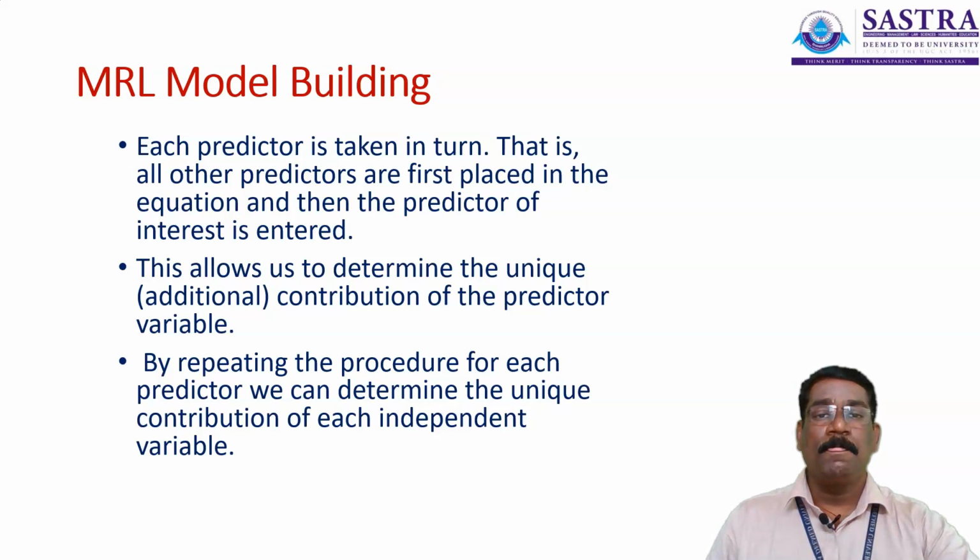Regression linear model building. So what happens here? Each predictor is taken in turn, that is, all other predictors are first placed in the equation, and then the predictor of interest is entered. This allows us to determine the unique contribution of the predictor variable. By repeating the procedure for each predictor, we can determine the unique contribution of each independent variable. Thus it facilitates the model building exercise using these variables on the dependent variable.